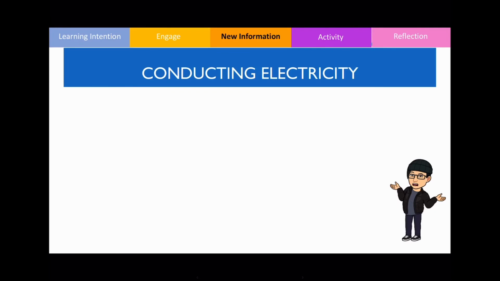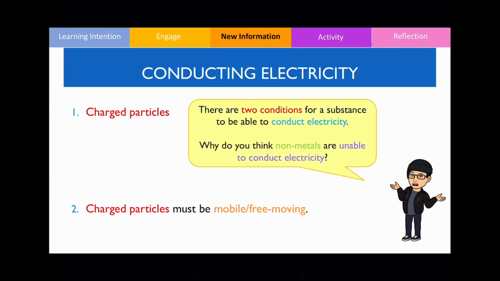So if you guys can recall, in order for any substance to conduct electricity, there are 2 conditions. You need to have charged particles, and these charged particles must be free to move throughout the actual substance. In this case over here, why do you think nonmetals are unable to conduct electricity based on these 2 properties? Have a go of answering this, and then we'll compare our answers together.